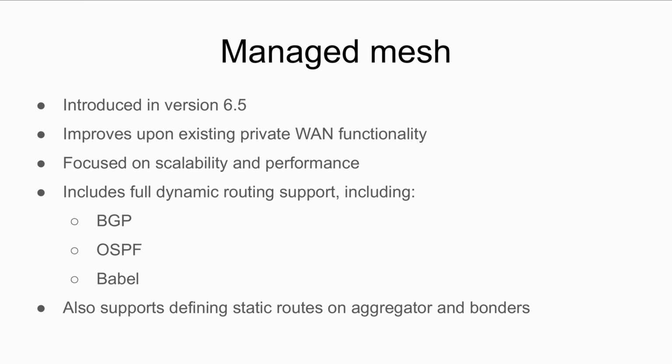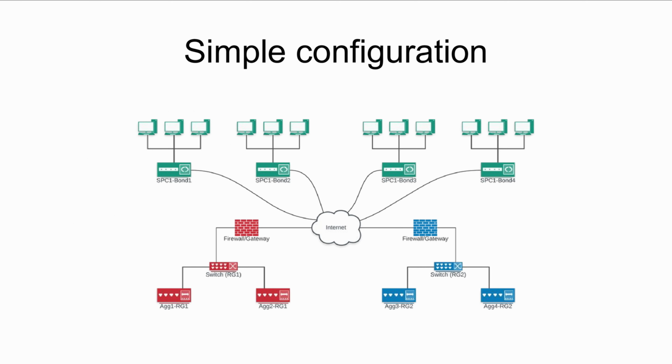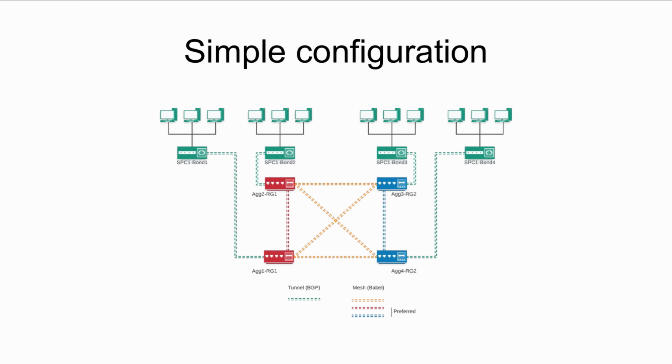Dynamic routing has been added to bonders and aggregators, including BGP, OSPF, and Babel routing protocols. Additionally, static routing may be configured. With a single touch, enabling private WAN with Managed Mesh immediately sets up everything needed for communication between bonds in a given space. Managed Mesh establishes a VXLAN mesh between aggregators automatically, with dynamic routing to provide bond-to-bond private WAN communications. Performant and secure encryption is provided through state-of-the-art cryptography by WireGuard.